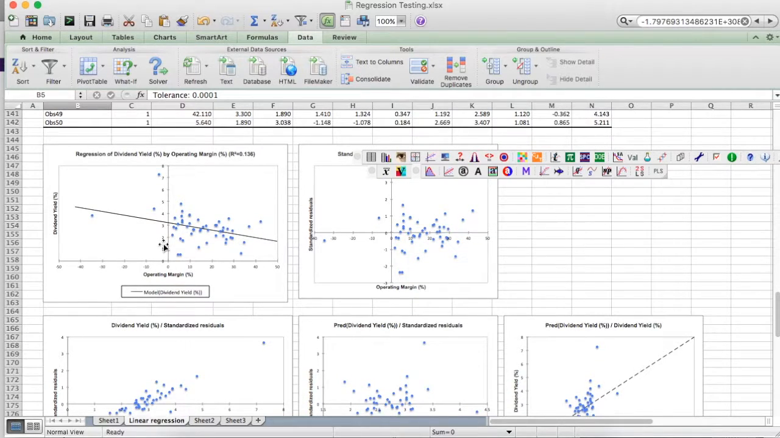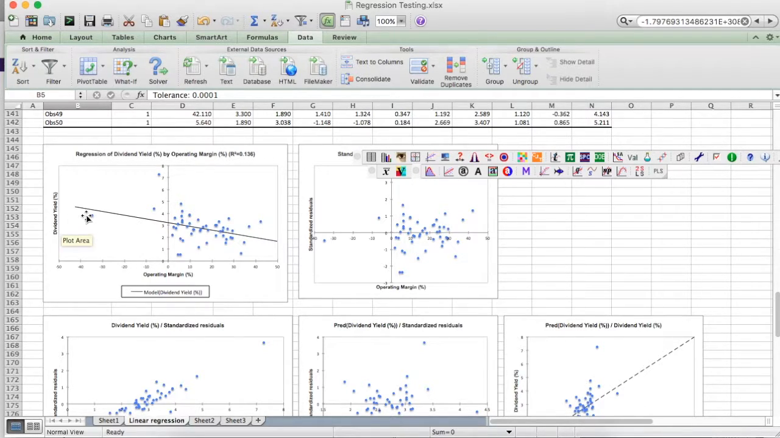Now, my inclination was that a company with a higher operating margin would also have a higher dividend yield. My thinking being that the more a company is making, the more they get to keep for each dollar of sales, each dollar of revenue that they have, the more they can do with it, the more that they can invest back into the company, and the more that they can give back to shareholders.